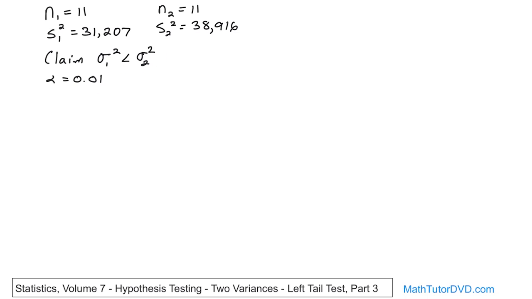But we're testing at a 0.01 level of significance, which is 99% level of confidence. We want to see if this is enough data to statistically say it's significant that we can draw this conclusion or not. So we need to set up our hypothesis test.